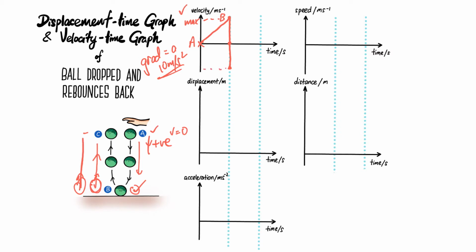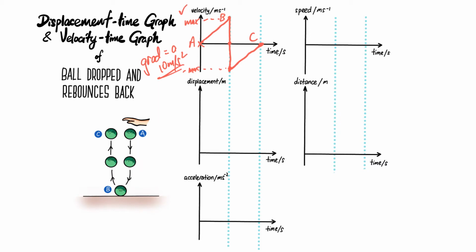So this will be a negative maximum speed or velocity. As it goes up, the velocity will get less and less negative, until at point C where it reaches its maximum height and the speed will be 0. So that's how you draw the velocity time graph.